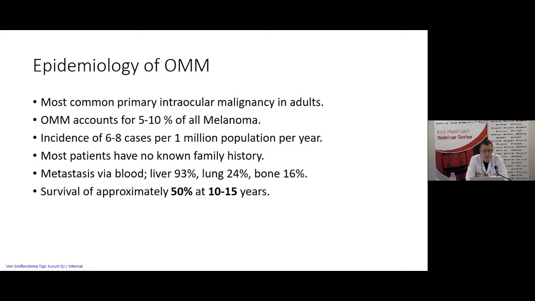So most patients don't have any family history because the genetic predisposition is not that powerful. And these tumors can metastasize to the liver, lungs and bones through blood circulation. So they are very deadly tumors that can metastasize. And after the metastasis, the survival rates are not good. Basically, survival is 50% at 10 to 15 years, depending on the nature and the size of the melanoma.